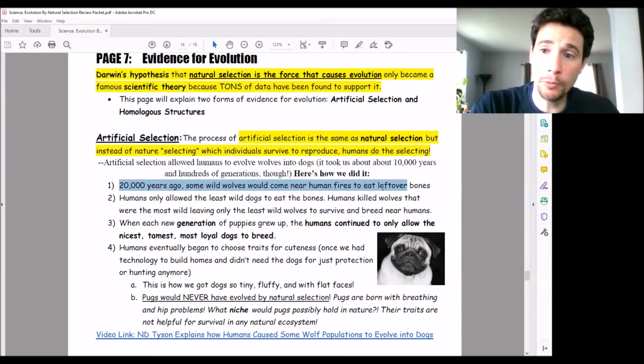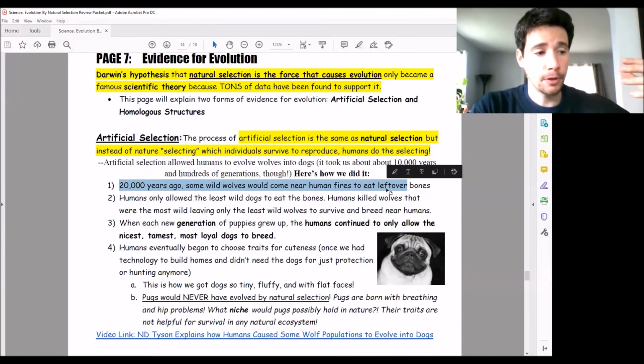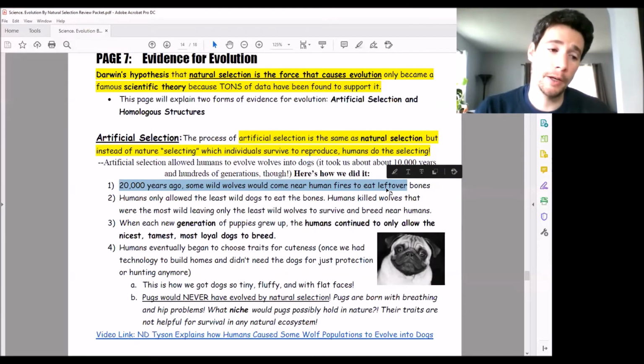About 20,000 years ago, when humans only had campfires and things like that, there were some wild wolves that would come around, and they smelled the meat that the humans had gotten from their hunts. And so the humans didn't like a lot of really nasty dogs being around the campfires. So the dogs that were nicer, that were more tame, those are the ones that the humans were allowing to eat more of the bones, and the really nasty wolves, the humans were killing more of those off.